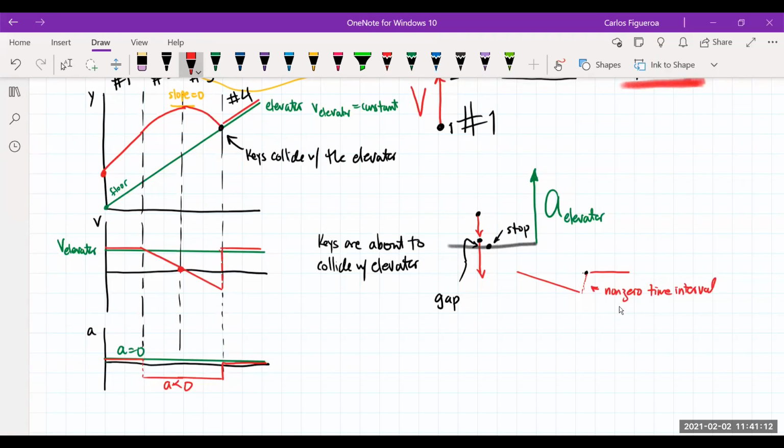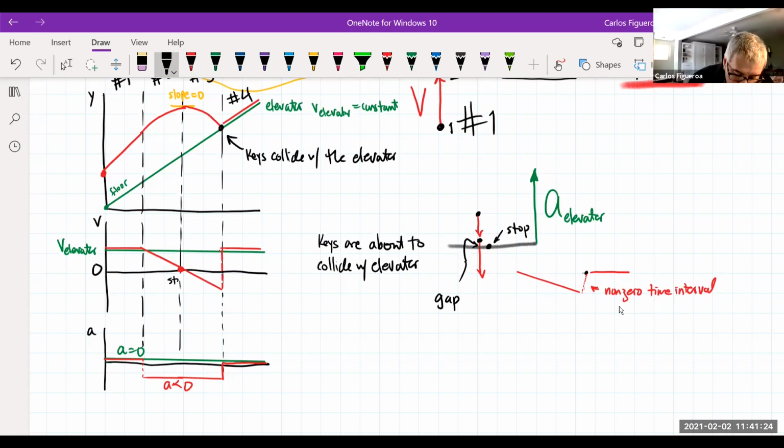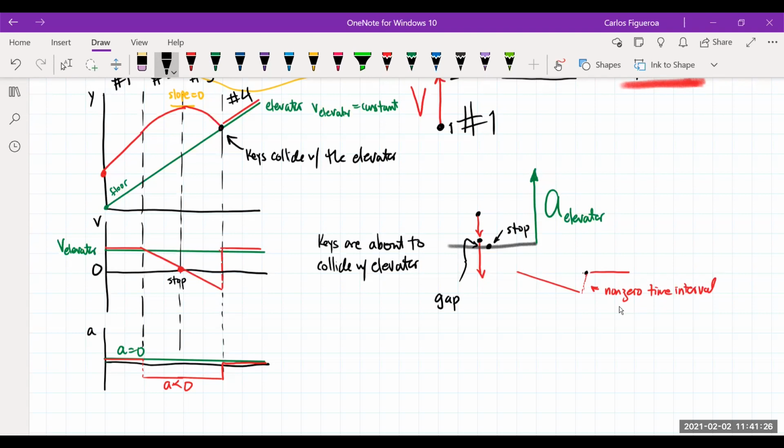Hey, Carlos. Yeah. On the velocity graph, when it intersects the, I guess you would say, time axis, it would be at 0. That's where it stops, and that's when it's colliding with the elevator as well.